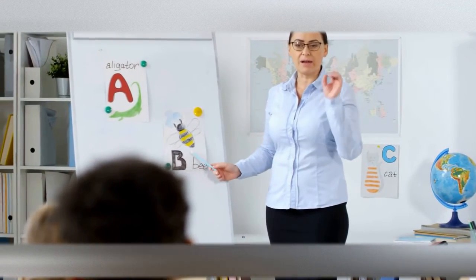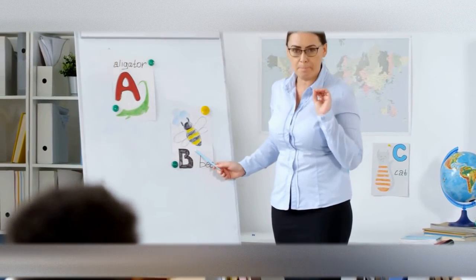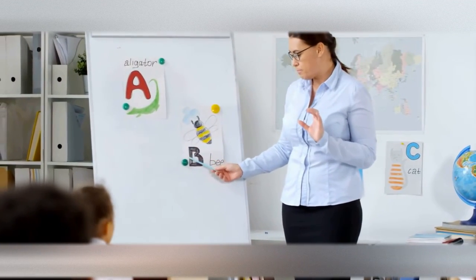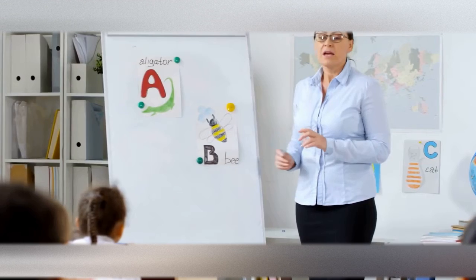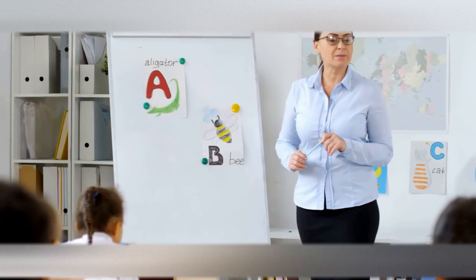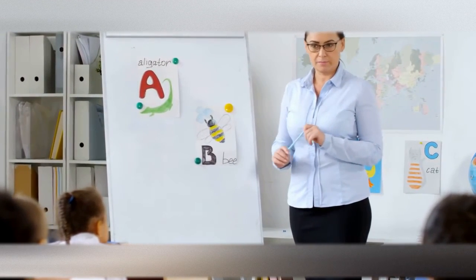Let's look at a few more examples to clarify. If you want to ask who didn't attend the meeting, you could say, who had not attended the meeting before the deadline? Or if you're curious about what happened, you might ask, what had you not understood about the project before the presentation? Each of these questions helps us gather information about actions that were completed prior to another action in the past.